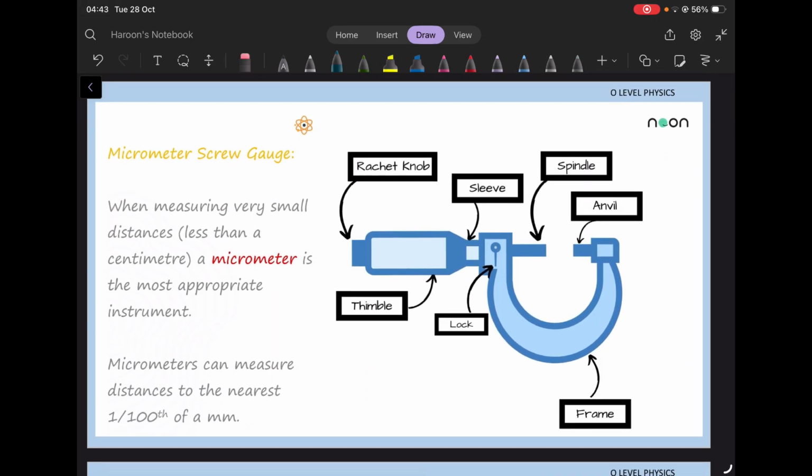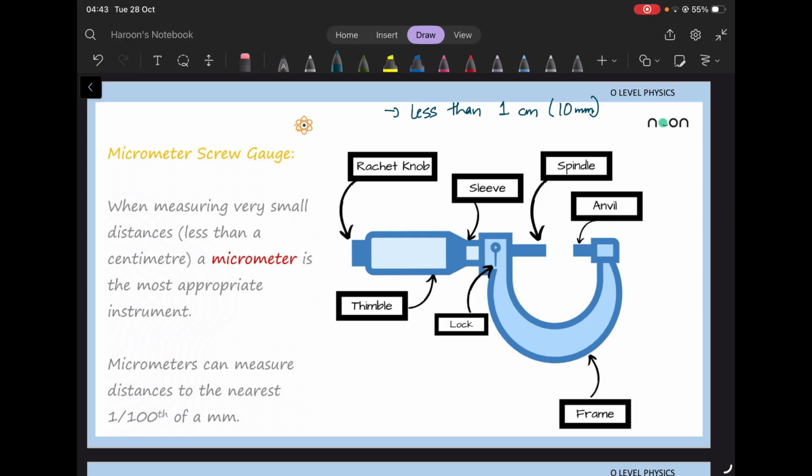Now the next length measuring tool is the micrometer screw gauge. Now micrometer screw gauge is used to measure lengths of less than 1 centimeter. Less than 1 centimeter. You can see this is a very small length. Also in terms of millimeters, basically less than 10 millimeters. Now this would be the most accurate tool for it.